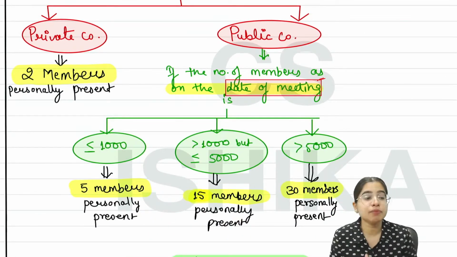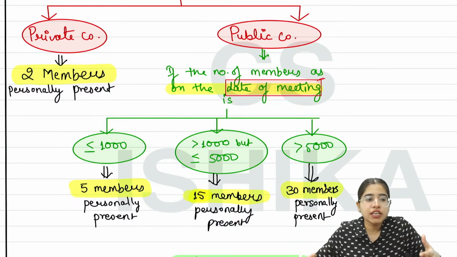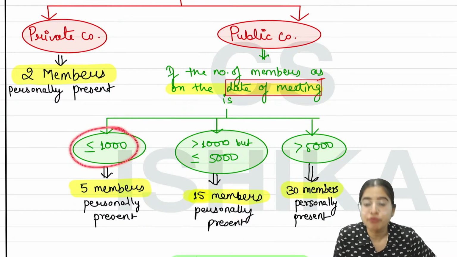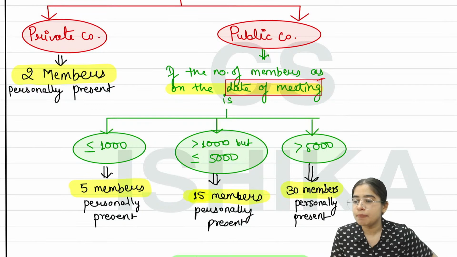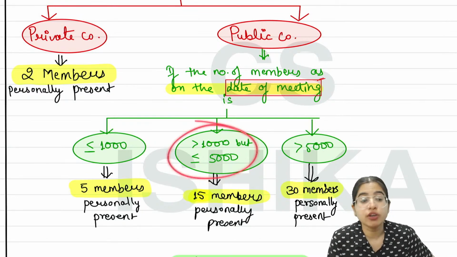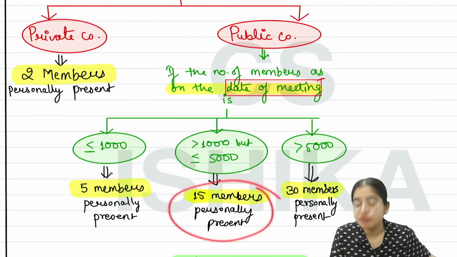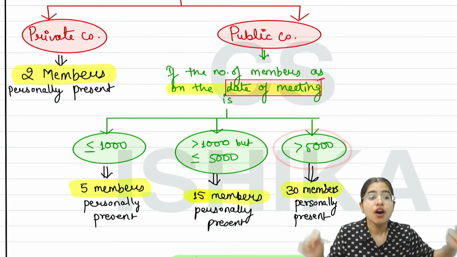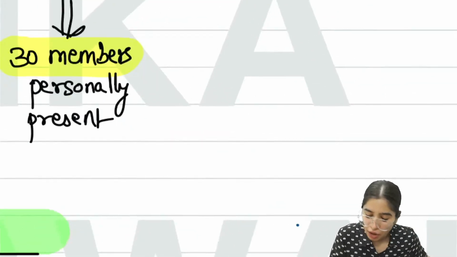In case of a public company, we will see the total number of members, because in a public company there can be unlimited members. If the total number of members is up to 1000, then the quorum is 5 members personally present. If the total number of members is more than 1000 but up to 5000, then the quorum will be 15 members personally present. And if the total number of members is more than 5000, then the quorum will be 30 members personally present. How to remember this?